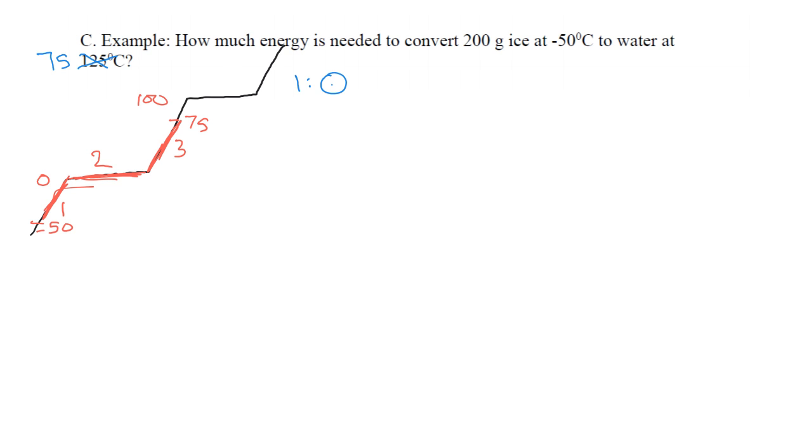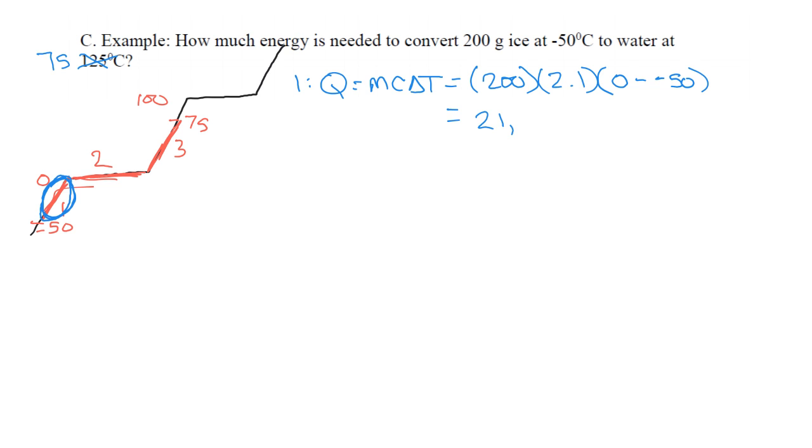So for section number 1, I can do Q equals mc delta T because the temperature is changing. The mass is 200. The specific heat, now on the previous slide, I talked about the specific heat of ice being 2.1, so we're going to plug that in. Now, the other thing is my change in temperature. I'm talking about just the change in temperature in this section. My final temperature in that section is 0, and my initial temperature in that section is -50. So that's going to give me 21,000 joules. I'm going to convert that to kilojoules because I will probably need that later.